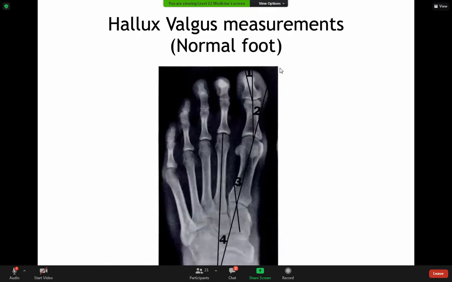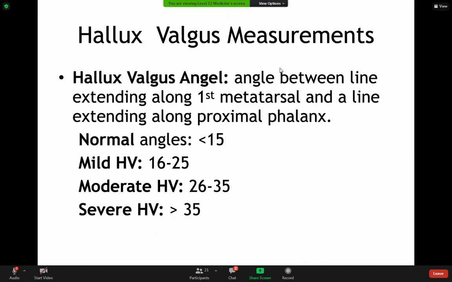So we have measurements. These are important for you to know. What are the measurements that we take in Hallux Valgus? So these are the measurements we take in a normal foot. The first one is the Hallux Valgus angle. This is the angle between a line extending along the first metatarsal and a line extending along the proximal phalanx. The normal angle is less than 15, so if it's more than 15, that's abnormal. When the patient has mild Hallux Valgus, the angle can be from 16 to 25. If the angle is from 26 to 35, this is moderate Hallux Valgus. If the angle is more than 35, this is severe Hallux Valgus.